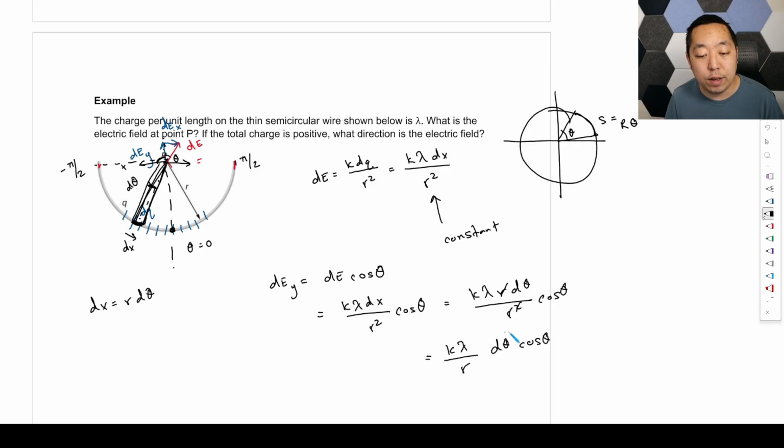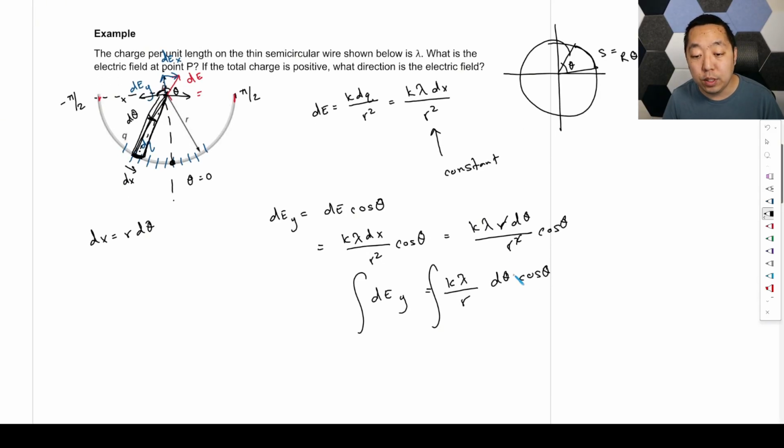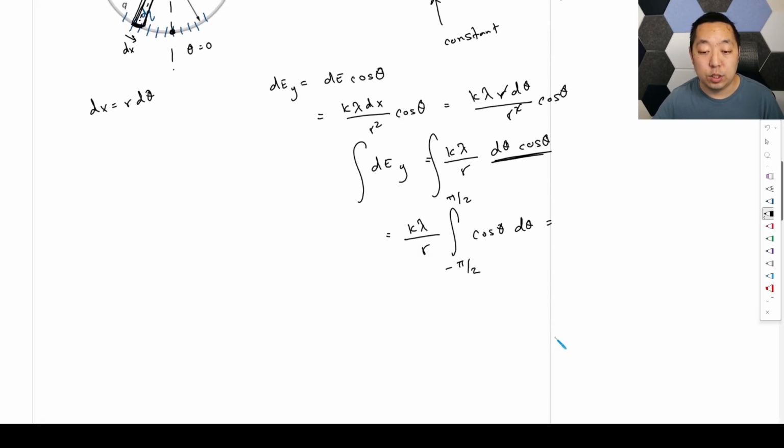Now when we integrate this, so this is the y component of dE, we're going to sum them all up. When we sum this all up, this is the only variable. These are all constant, right? So k lambda over r. Remember we talked about why r is a constant because it's the same r for all the charges. And so we're just going to integrate cosine theta d theta from negative pi over 2 to pi over 2, because that's how our theta was set up. It's a little bit tricky on the setup, but you just break it down to pieces.